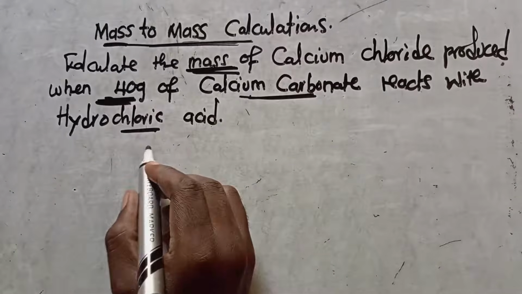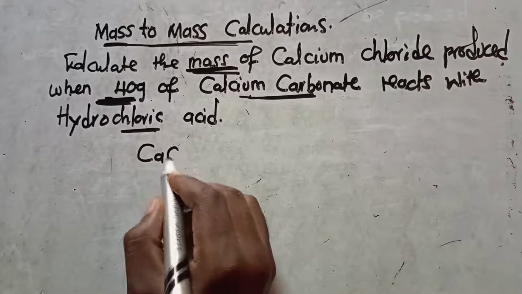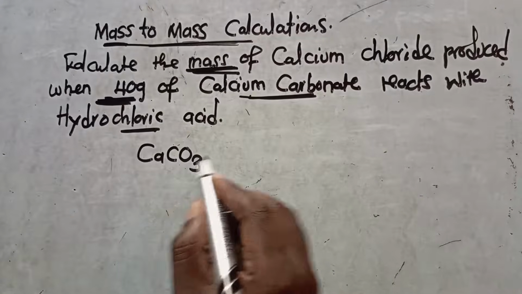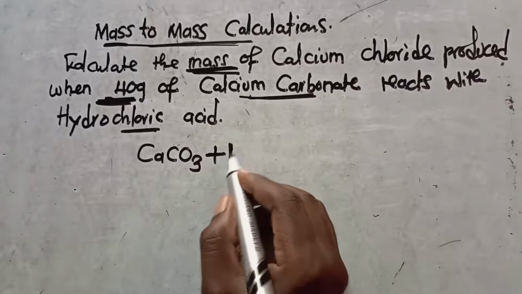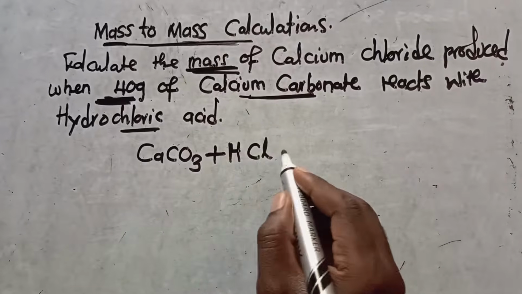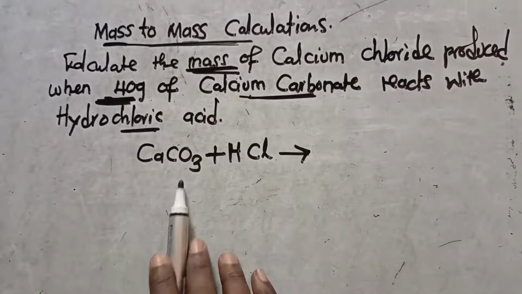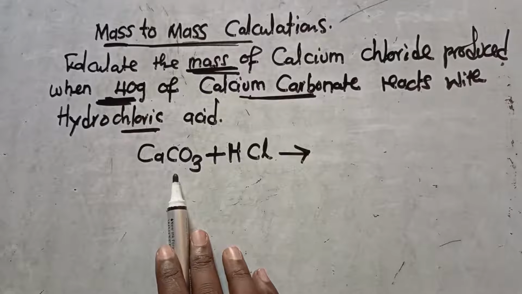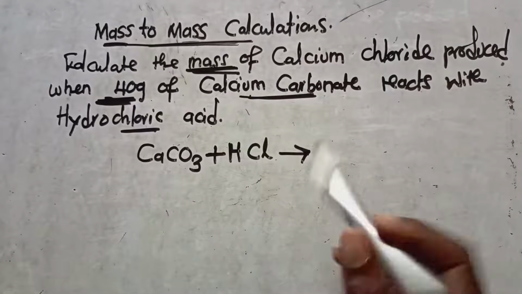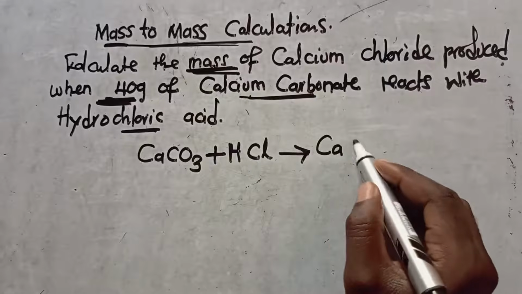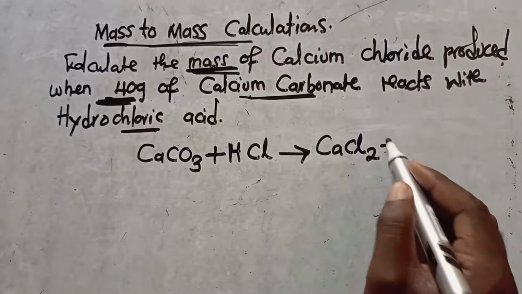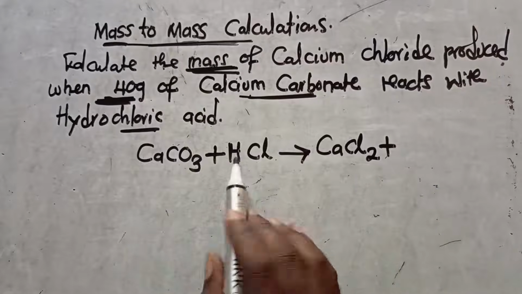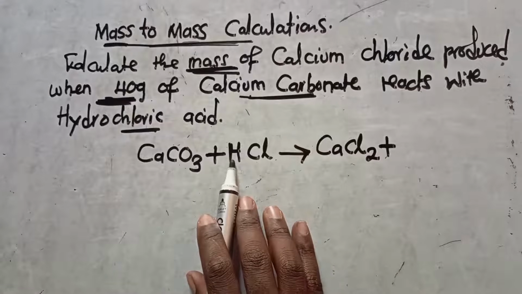So calcium carbonate is like this. This is how calcium carbonate is. This is calcium carbonate reacting with hydrochloric acid. We are going to have three products because of the carbonate that is there. So we are going to produce a salt, that is calcium chloride, plus this one that is here.